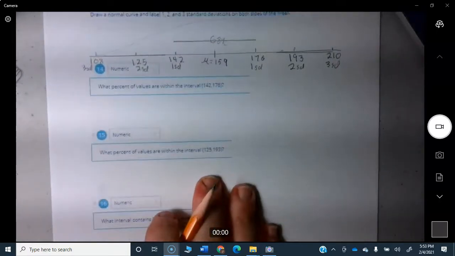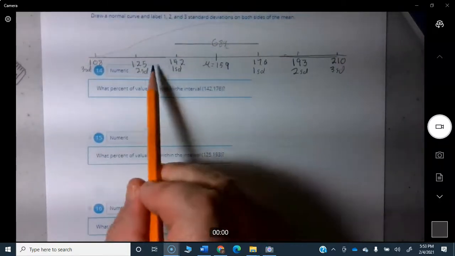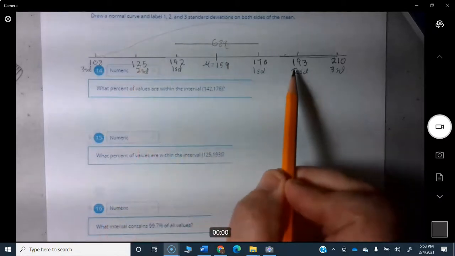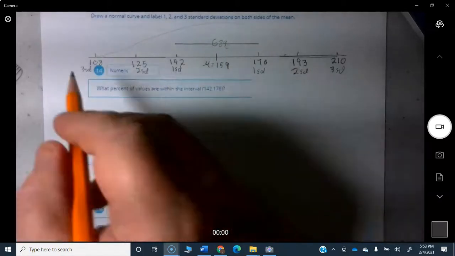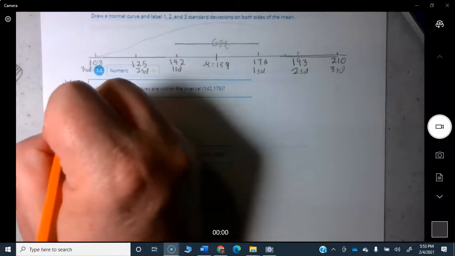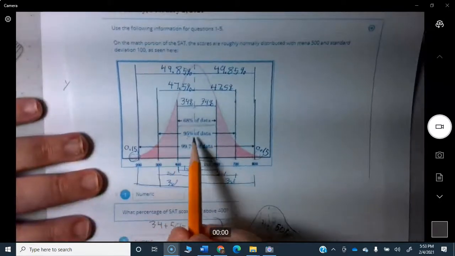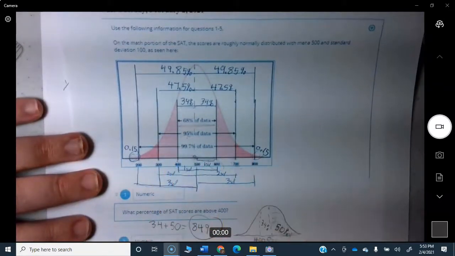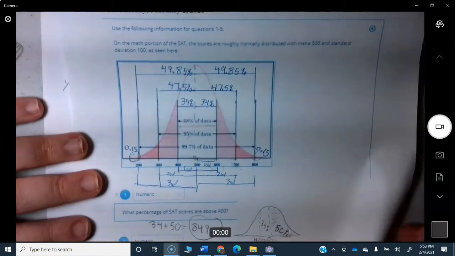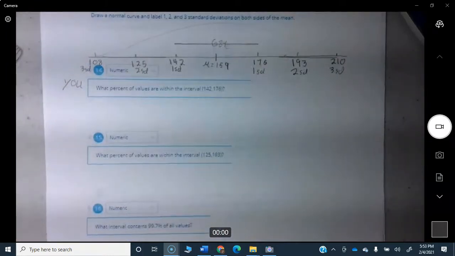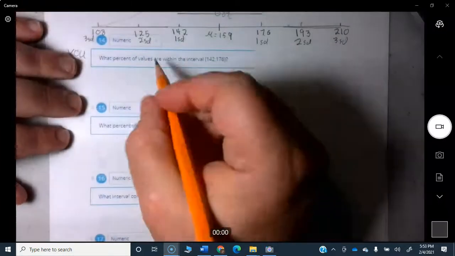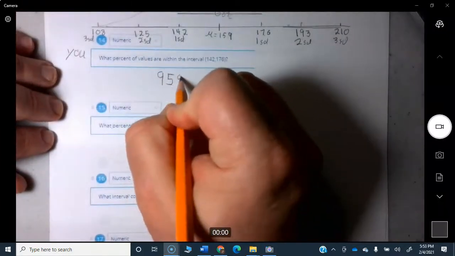What percent of the values are between 125 and 193? That's plus or minus 2 standard deviations right there. Okay, you should know how to do that by now. I'm going to leave that for you. I'll just tell you it's 95%, plus or minus 2. Again, just go back to this as your reference sheet. That right there, 2 standard deviations is 95%. Okay? And the third one, I'm not going to tell you. That's a U problem. So this one I'll give it to you. I gave it to you.